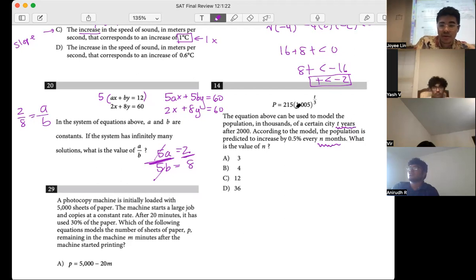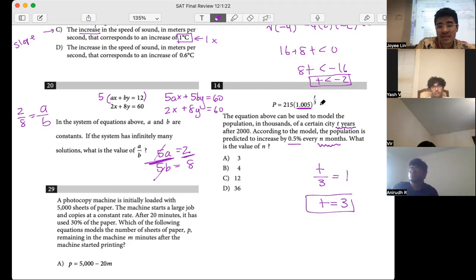Okay, so this gives you your percent increase, right? 1.005 is a 0.5 increase. Be careful, your compounding time is the thing that makes this 1, right? What's the thing that makes this 1? It makes it 1 when t is 3.